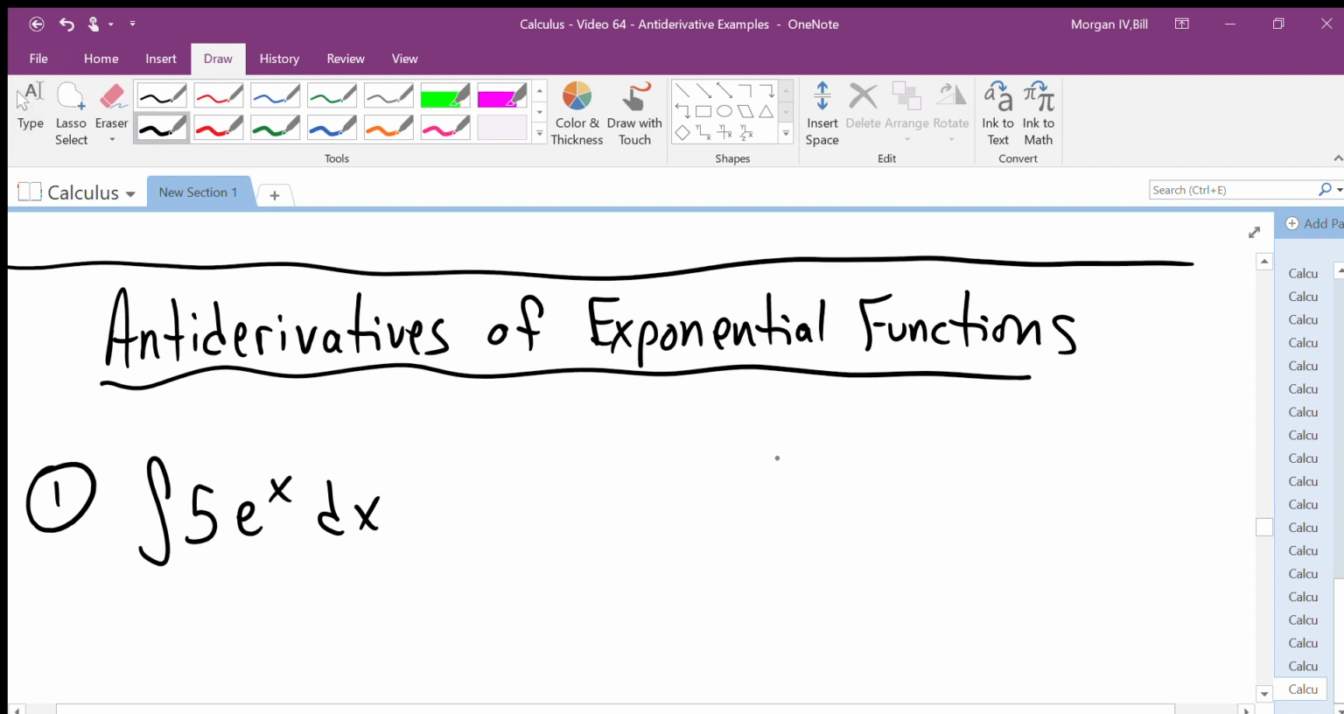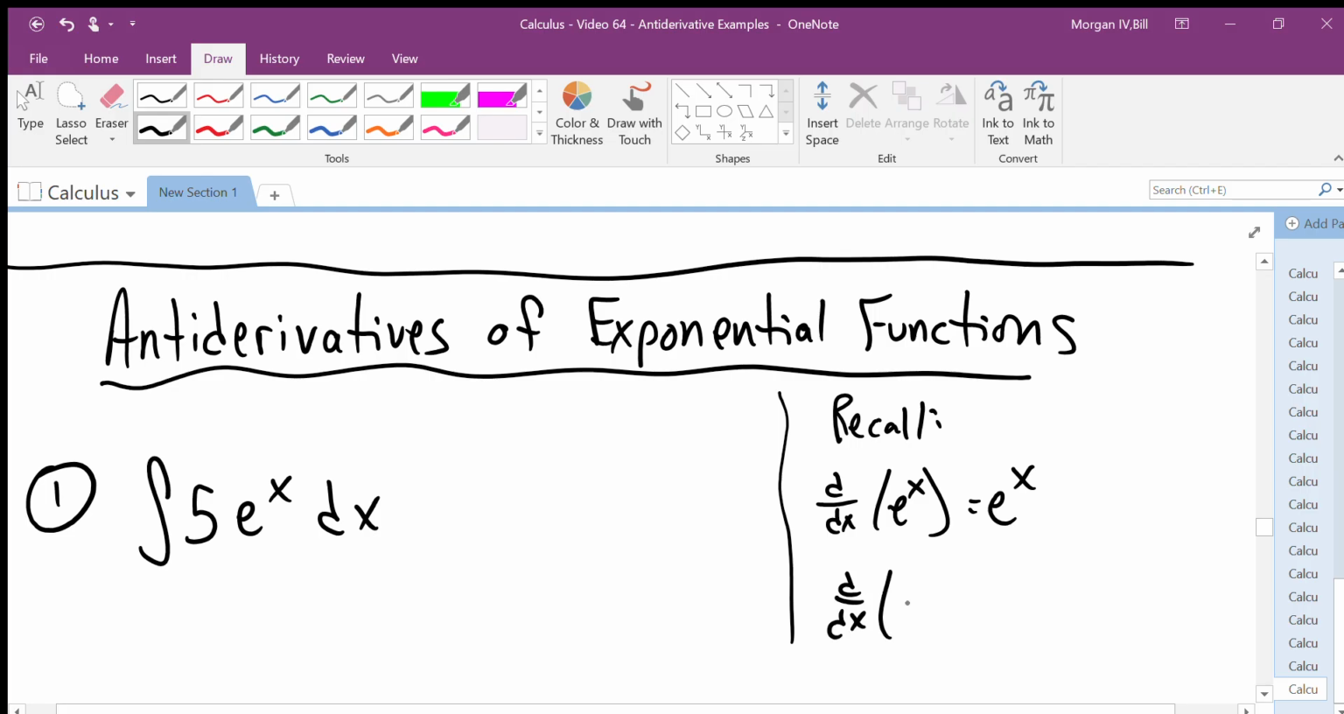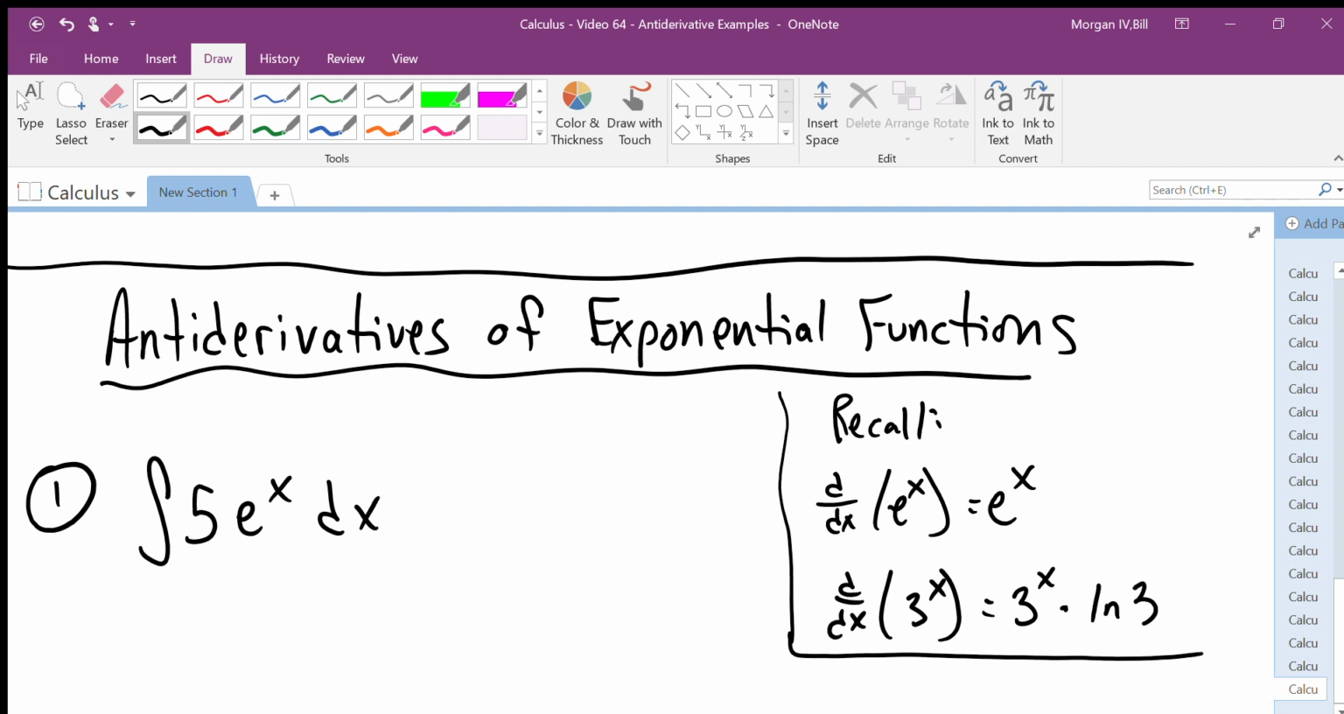So, recall a couple of things. The derivative of e to the x is e to the x. But the derivative of 3 to the x is itself, 3 to the x, times natural log of 3. All right? Let's keep that in mind as we're doing these problems here. So the antiderivatives of exponential functions: if the derivative of e to the x is e to the x, then the antiderivative of e to the x is e to the x. If you're going backwards there, you just wind up with what you started with.